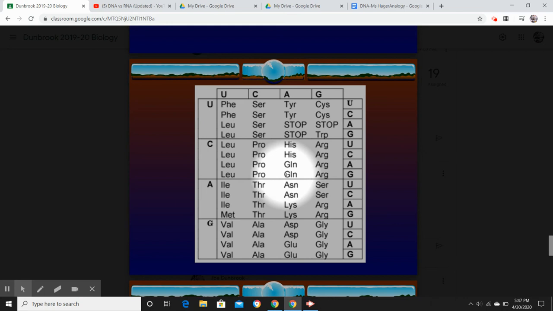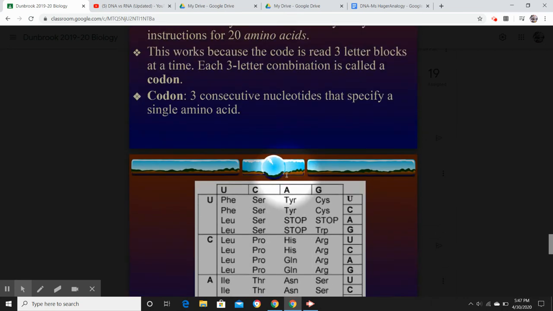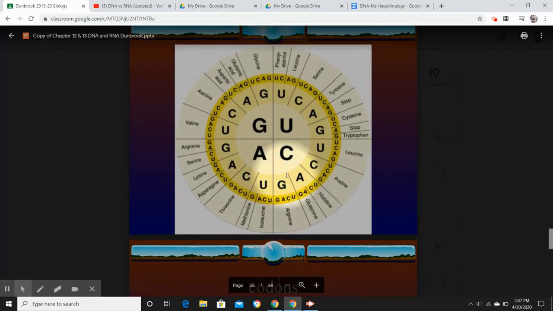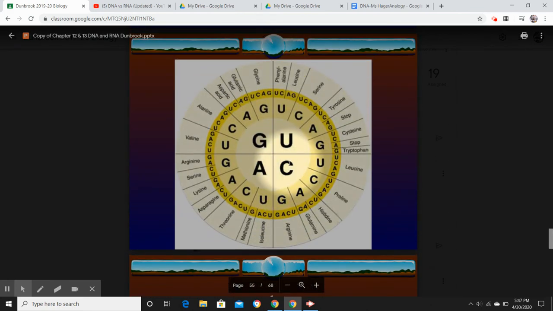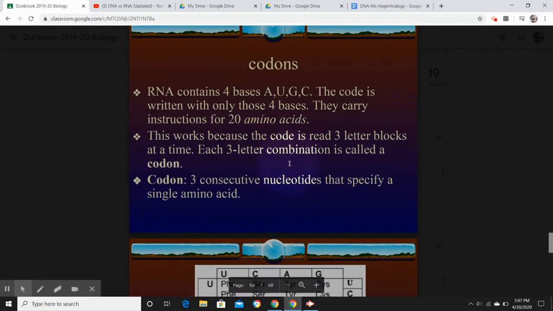So again, this is the same information as this. I prefer the wheel. I'm sure you do too. It's a lot easier. Less chance to make mistakes as well, okay?